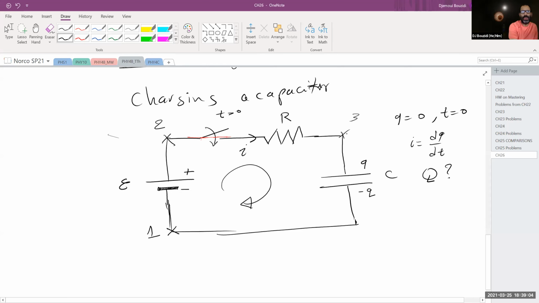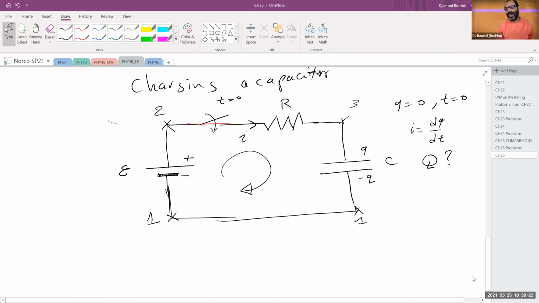So once in here, I drop from 2 to 3. So that's fine. It's going to be Ri. And from 3 to 4, which is back to 1 actually. So this is 1. Then I'm actually also dropping in voltage from positive to negative. So that's going to be fine. It's going to be Q over C. So we're in good shape.